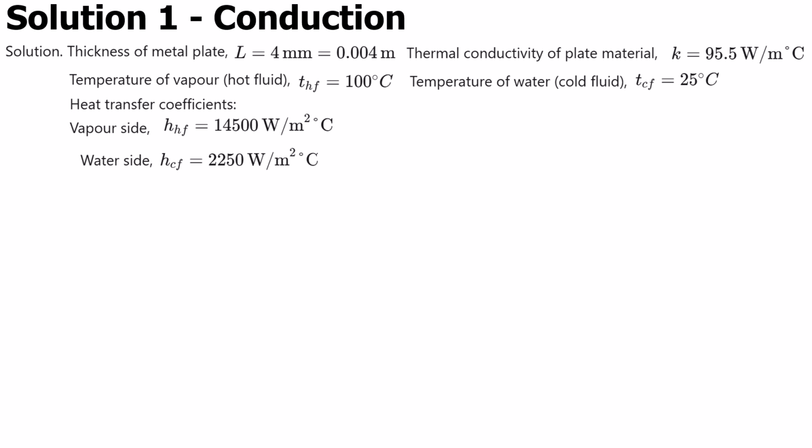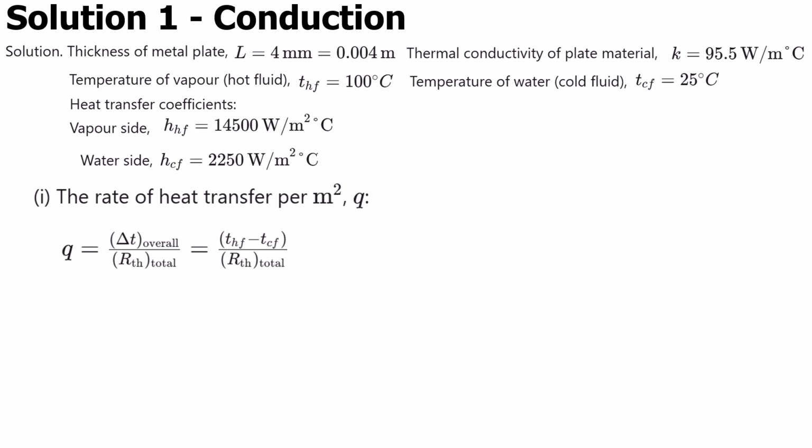Now let's calculate the rate of heat transfer per square meter. This is denoted as Q. We know that for a composite system, the rate of heat transfer is given by the overall temperature difference divided by the total thermal resistance. In this case, the overall temperature difference is the difference between the hot fluid temperature and the cold fluid temperature. The total thermal resistance, R_TH,total, accounts for all resistances in series.